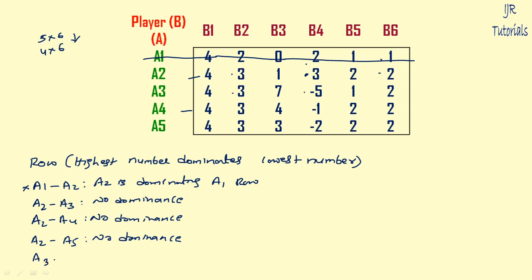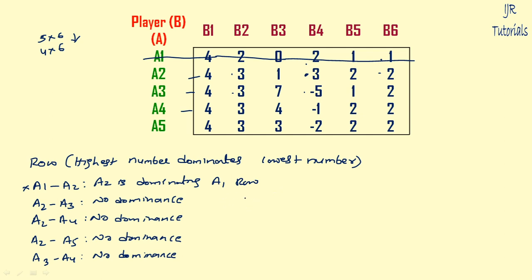Next comparison, A3 to A4 comparison. See here A3 4 and A4 4, that is both are dominating each other. Second case 3 and 3, both are dominating. 7 and 4, 7 is dominating 4. That means up to 3 numbers, we can say that A3 is dominating A4. But in the fourth number, minus 5 and minus 1, that means minus 1 is dominating minus 5. That means A4 is dominating A3. Up to 3 numbers A3 is dominating, but on the fourth number A4 is dominating A3. So we can say that no dominance.